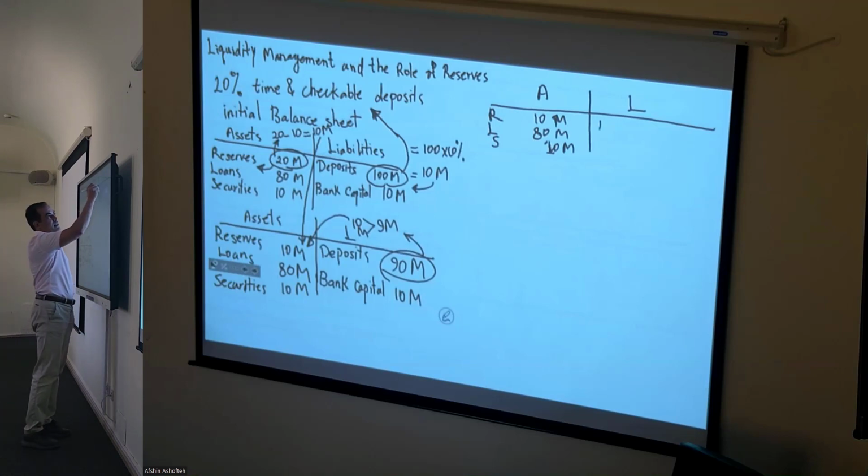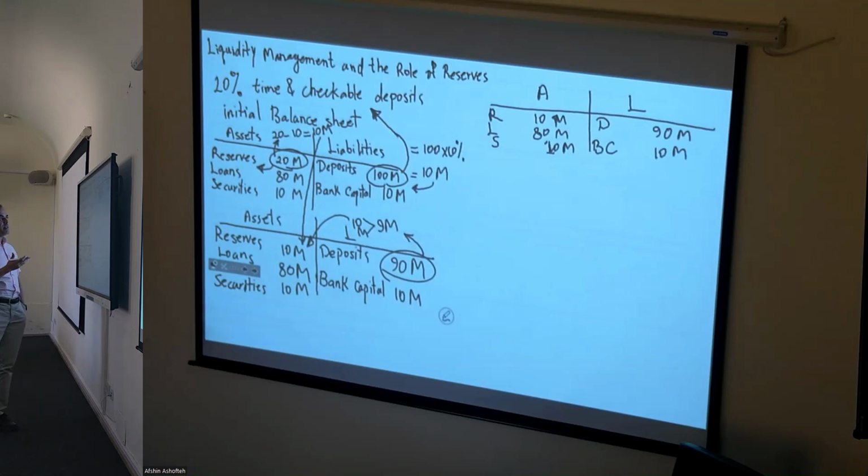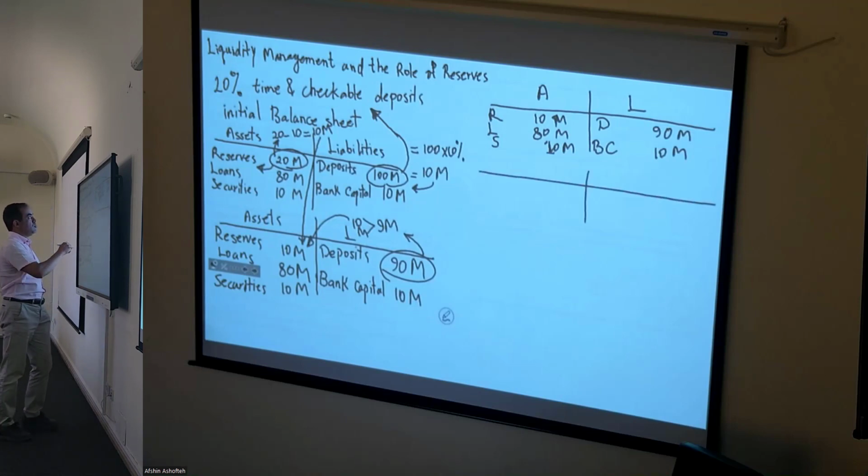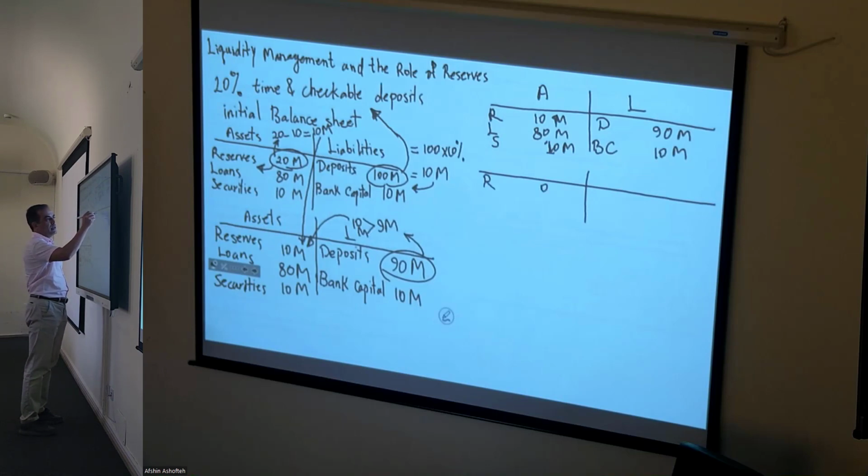So the deposits again are 90 million, and the bank capital 10 million. When it suffers the 10 million deposit outflows, the reserves, because of the 10 million deposit outflows, would be 0, okay?